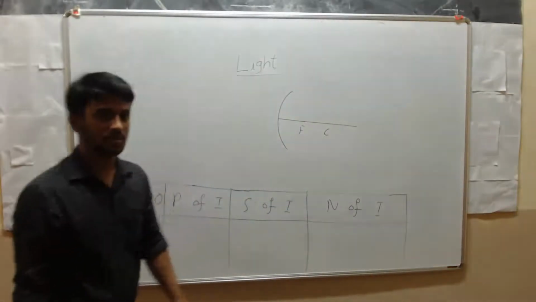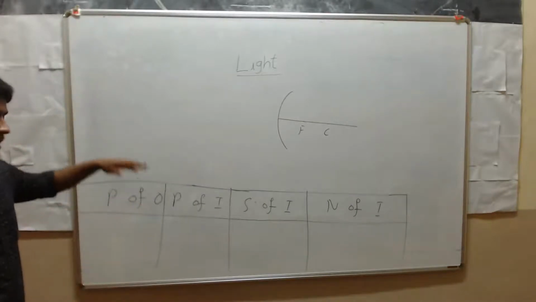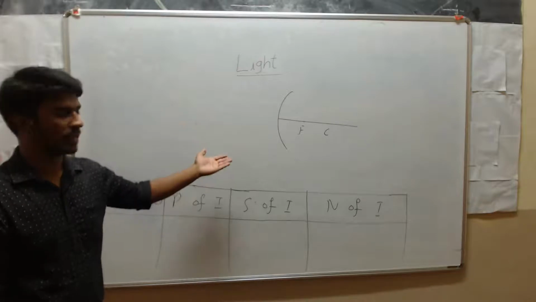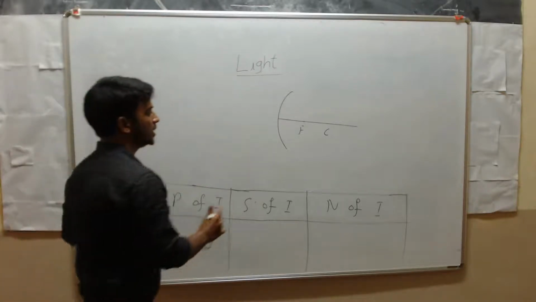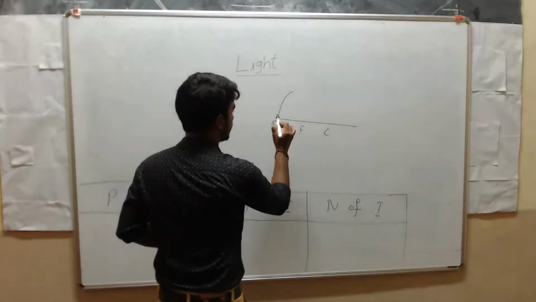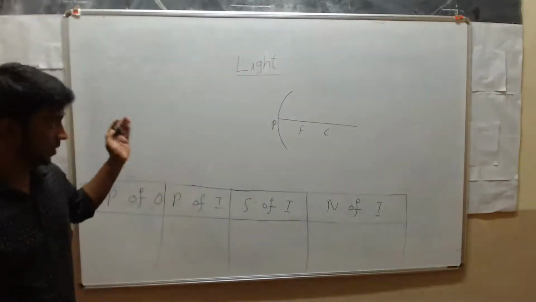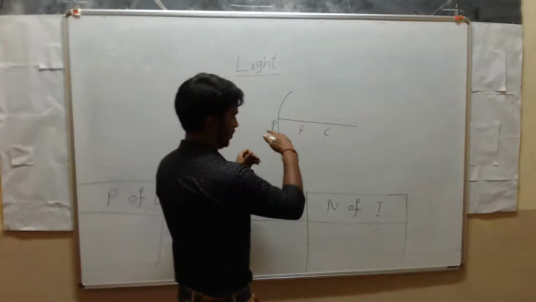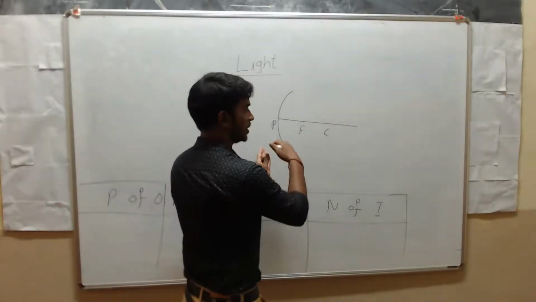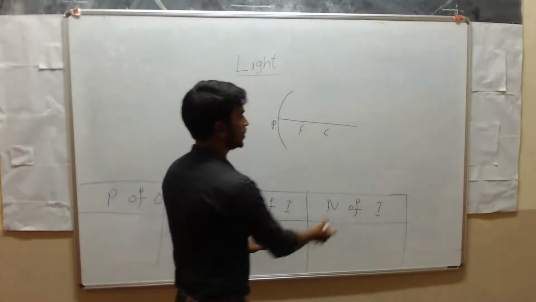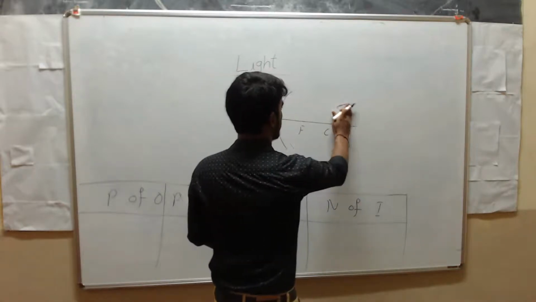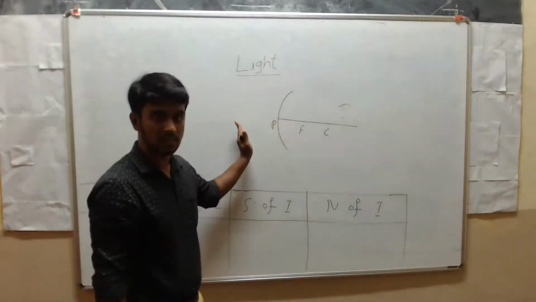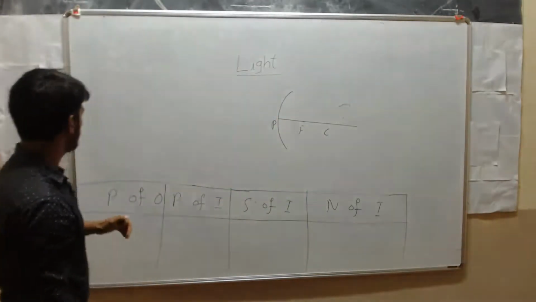See, in concave mirrors, first you kept the object at infinite distance, then behind C, then at C, between C and F, at F, then between F and P. But here you can't keep like that. Why? Because the principal focus and center of curvature are behind the mirror. If you keep any object there, you won't get any kind of reflection, because this is a reflecting surface.